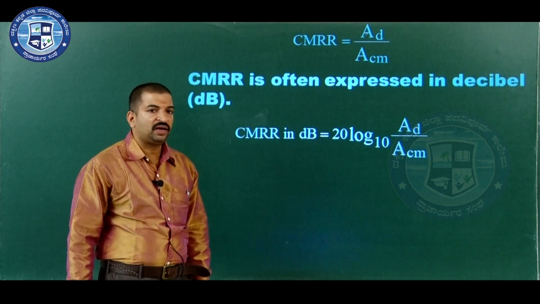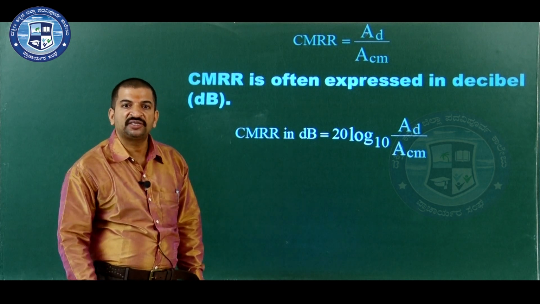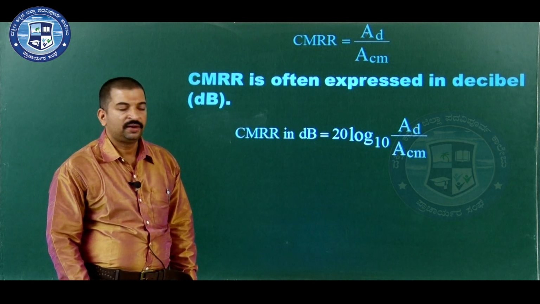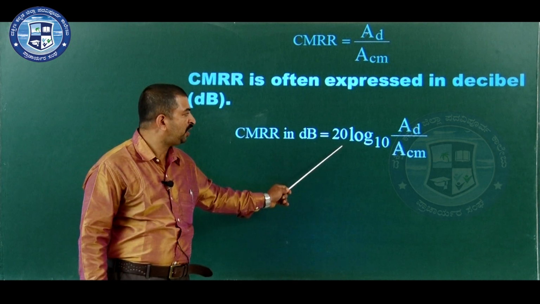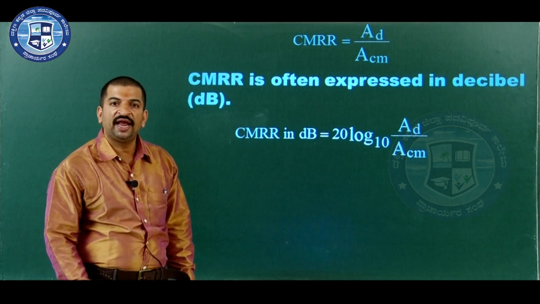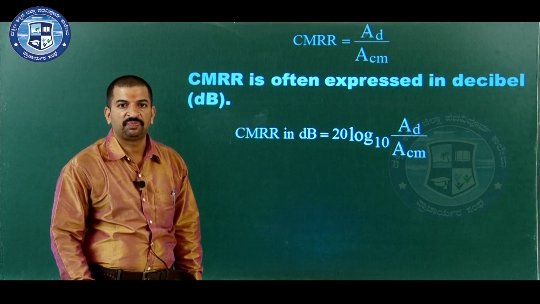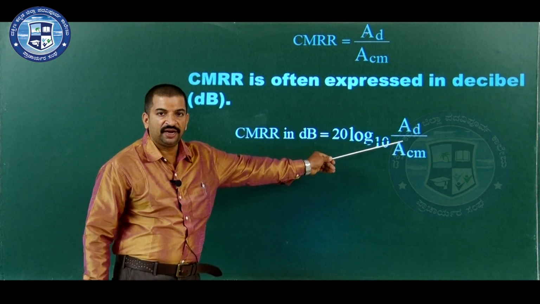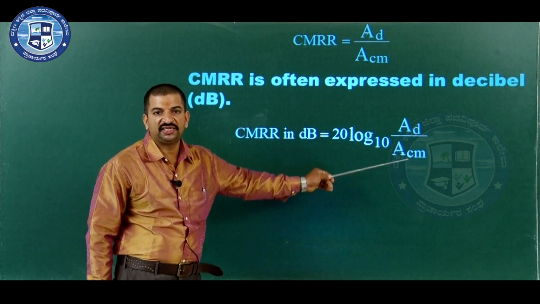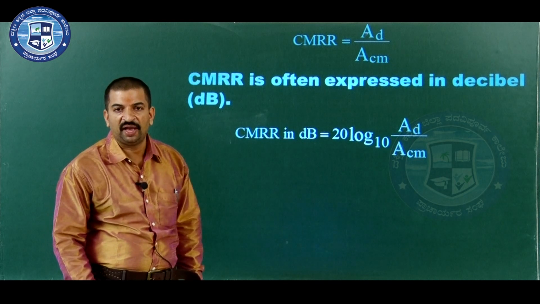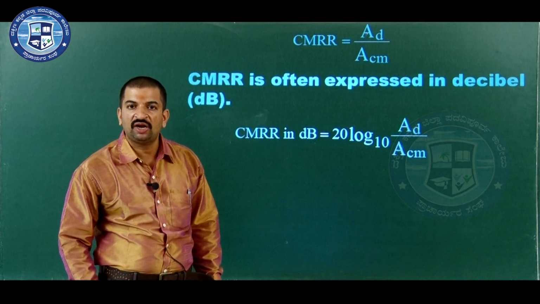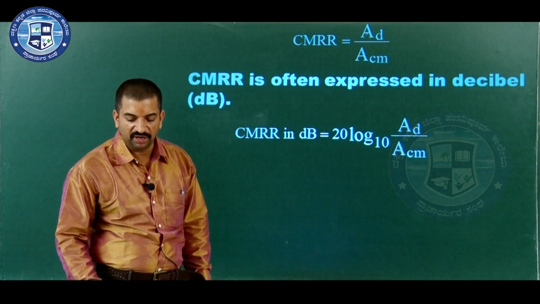The CMRR is often expressed in decibel. The CMRR in decibel is given by 20 log to the base 10 AD divided by ACM. You know what is AD? AD is the differential gain, ACM is the common mode gain. So, CMRR in decibel, that is equal to 20 log to the base 10 AD divided by ACM.